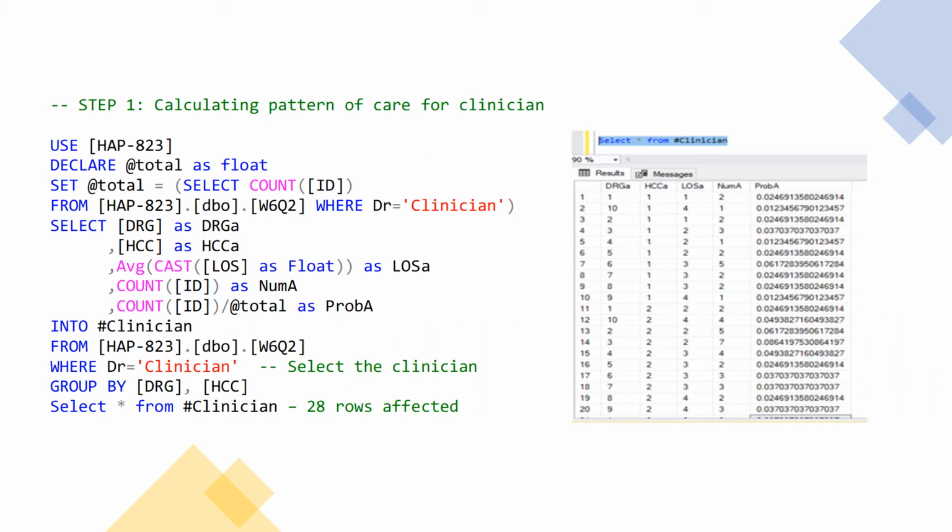After importing the data into SQL Server, the first step is to calculate the pattern of care for the clinician. This code shows that we selected and counted the IDs for the patients cared for by the clinicians. And then we select and use the DRG and HCC to calculate the probability of the patient types being observed by the clinicians. Also, the average length of stay for clinicians is calculated, which is grouped by the patient types. So on the right, we will see the outcome, and we see that 28 rows have been affected.